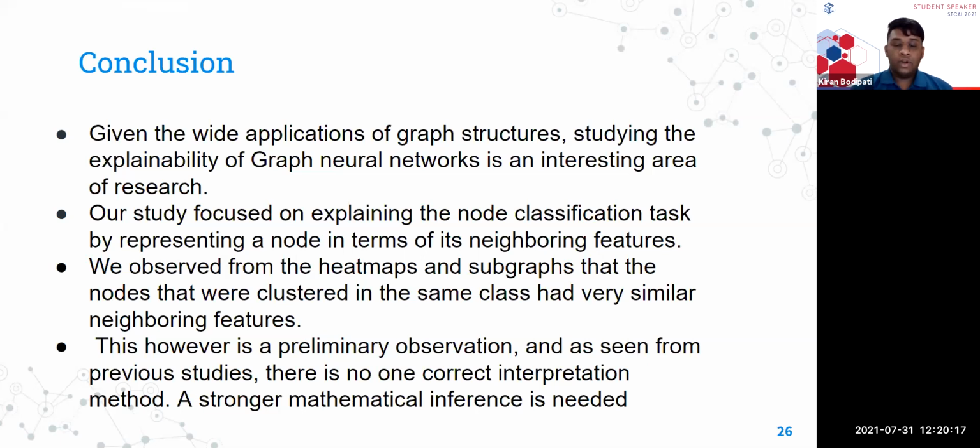A post-hoc interpretability model, that is the GNN explainer, was used to generate the explanations of a graph convolutional network. The data obtained seemed to suggest that for a given d-dimensional vector embedding, the neighboring features played an important role in classifying a node to their respective classes. We observed in the heat maps and subgraphs that the nodes which were clustered into the same class had very similar neighboring features. However, this is a very preliminary observation, and as seen from other previous studies, there is no one correct interpretability method. Hence, future research can focus on providing a more rigorous mathematical proof to the concepts that I have discussed in my paper.